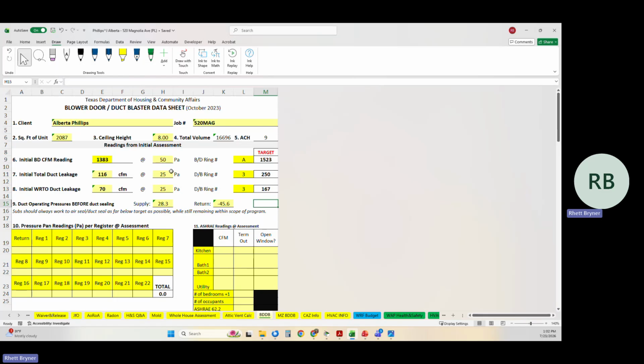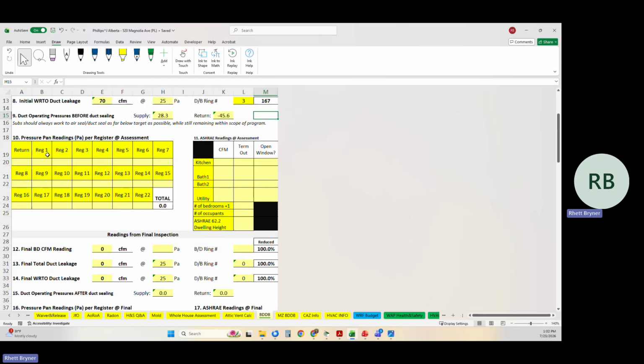Okay. Next, you're going to do your pressure pan readings. This one is going to be based on something that you manually wrote down during testing. I usually write this down on a piece of paper as I'm testing. You can pull up your report and do this on your computer when you're at the house doing the testing, but I typically just write it down so it's easier to type everything in when I'm sitting at my desk instead of typing while I'm standing there.